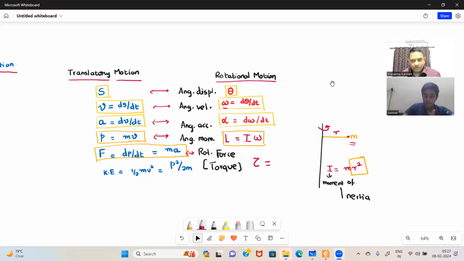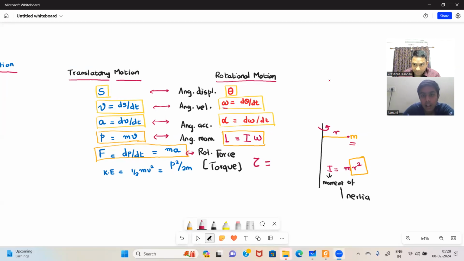Now see here, you were doing the matchups. I alpha is one way of writing it, which is the matchup for ma. What is it for dp by dt? You have one more formula: F is equal to dp by dt. What is the matchup? What is P? Momentum. The equivalent here is angular momentum, L.